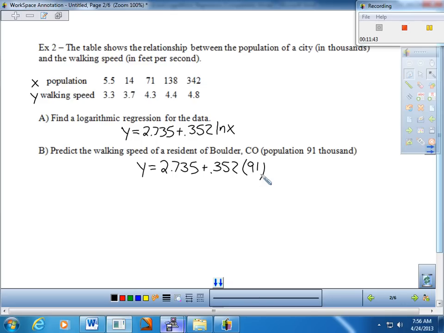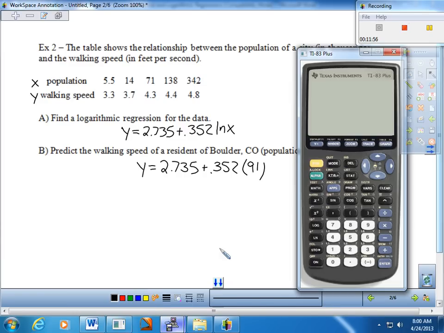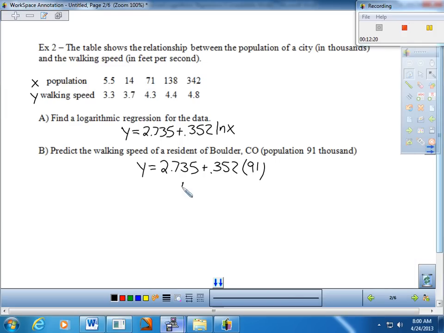So according to this mathematical model, the average walking speed of a person in Boulder, let's go ahead and take a look. So I have 2.735 and then plus 0.352 times the natural logarithm of 91, and there we've got it. And you can see it fits perfectly within our data bounds as we had anticipated, and so we end up getting about 4.32 feet per second.